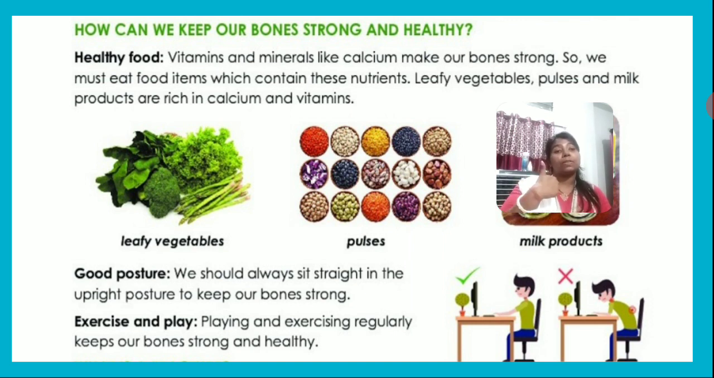So these are the three important things which you need to keep your bones healthy. The first one is healthy food. Second is good posture. Your sitting position and standing position should always be straight instead of bending. And the third one is exercise and play. Clear? Okay.